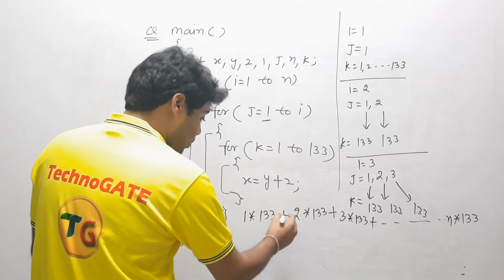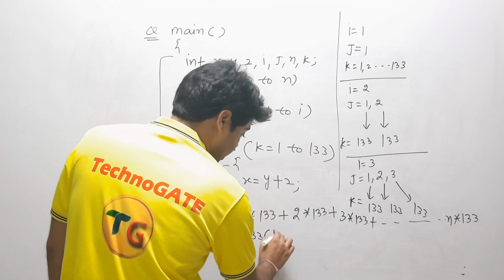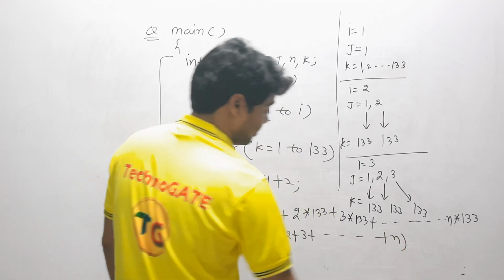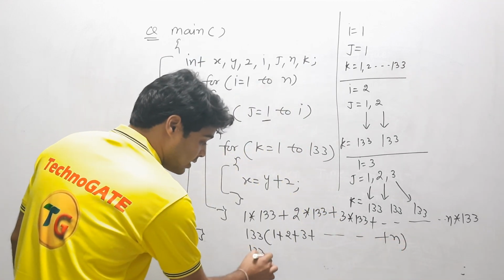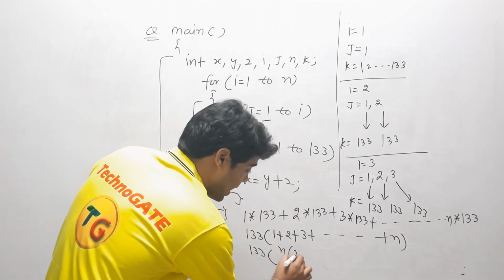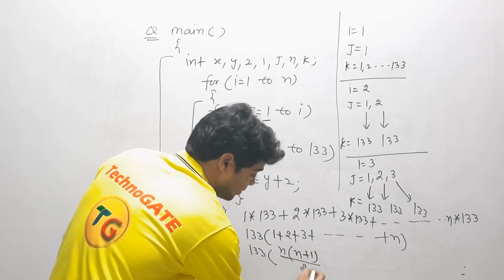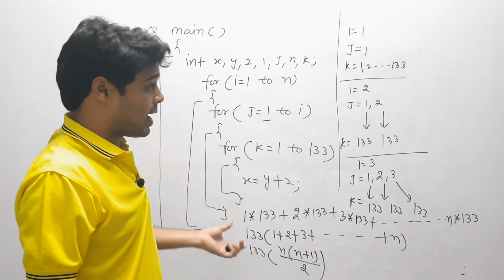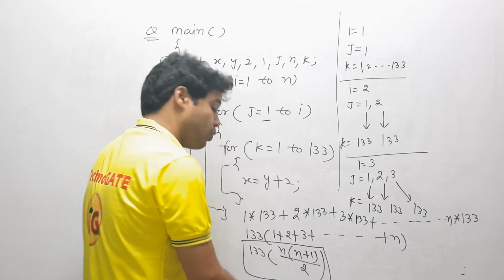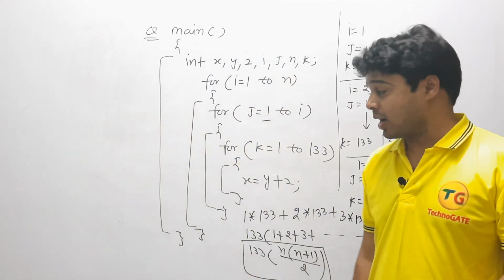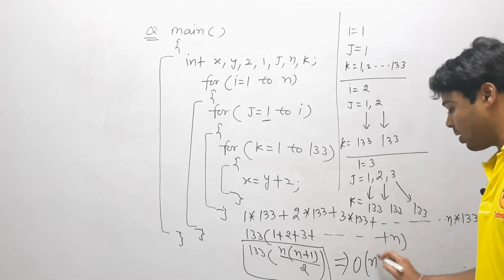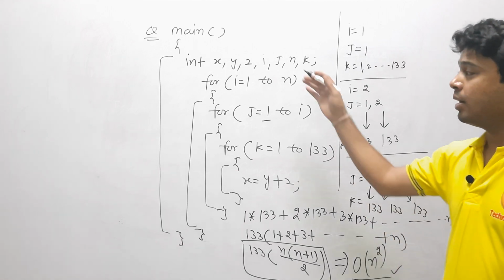Here 133 is common. So 1 plus 2 plus 3 plus up to n, so it is the summation of the first n natural numbers. What is the formula here? n into n plus 1 by 2. So this program executes this actual expression. And what is the time complexity here? The higher order term. What is the higher order term? n into n. It is order of n square. So the time complexity of this program is order of n square.